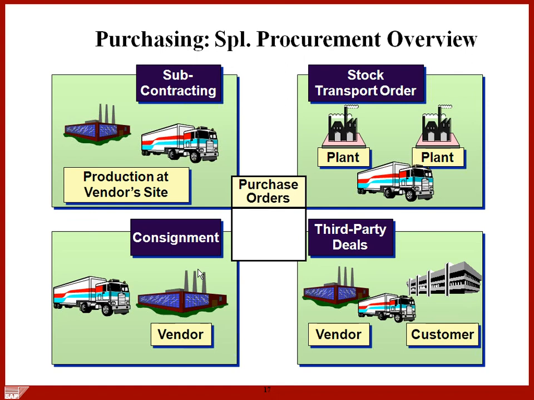And then there is something called the special procurement chapter, which basically contains 5 special procurement types. Something called consignment, subcontracting, pipeline, okay, third party sales order processing, and then stock transport order. Okay, so we'll go with each of these 5 topics.